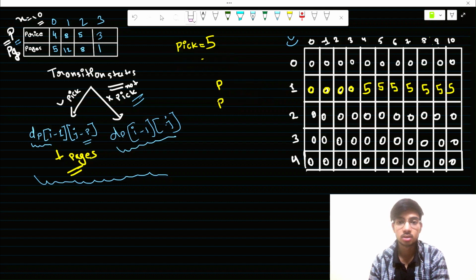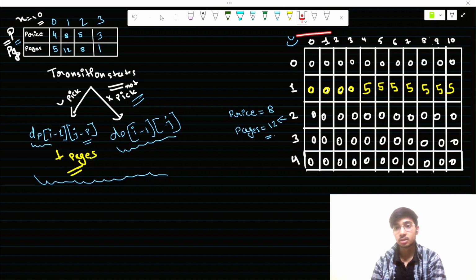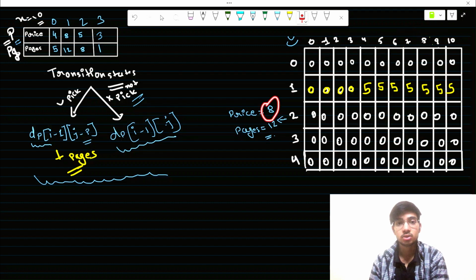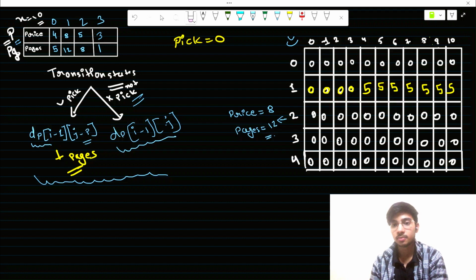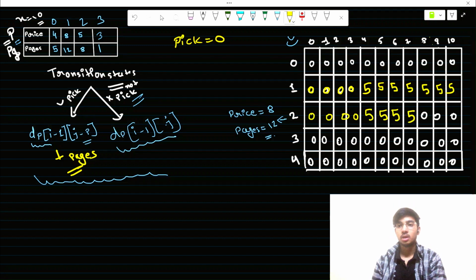Now let's fill for index 2. For index 2, you have to look at index 1. For this, the price is 8, and the pages are 12. Right? Now up till 7, you cannot pick, because the atmos price is less than the price, right? So up till 7, the pick value is going to be 0, and the not pick value is going to be the previous values. So you have to take the maximum. For up till 7, it is 0, 0, 0, 0, 5, 5, 5, 5. Now for 8, if you are going to pick, you have to look at the 0.